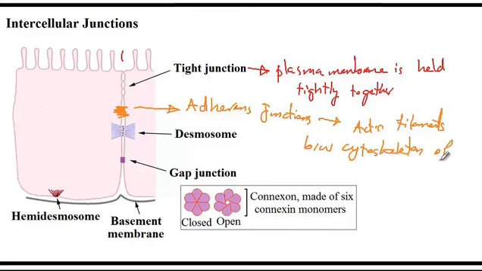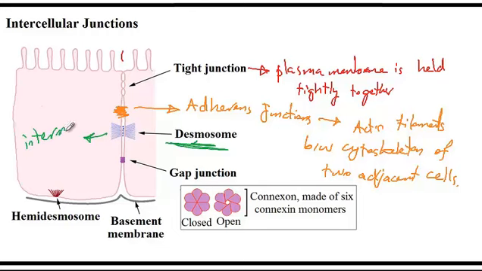Next we have desmosomes, which are holding the intermediate filaments of two adjacent cells to each other. So this is intermediate filaments. Adherens junctions were a belt of actin that were connecting the cytoskeleton of two adjacent cells, while desmosomes are connecting the intermediate filaments of two adjacent cells.